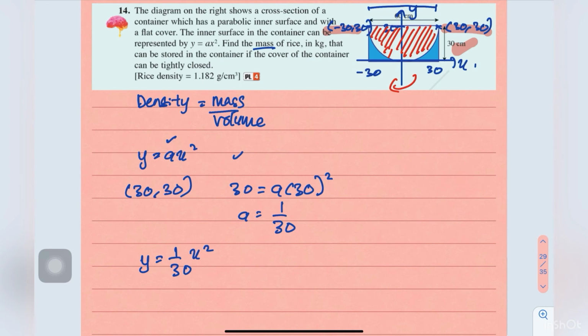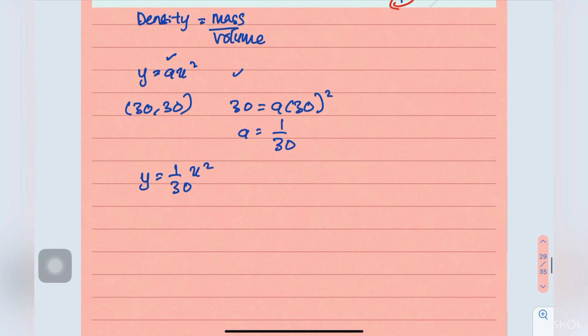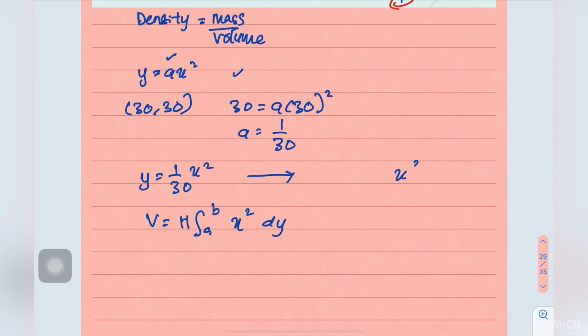Okay, so then since we rotate about y, we write the formula first. So V equals pi ∫ from a to b of x squared dy. Meaning that you have to make x squared the subject. So x squared equals 30y.